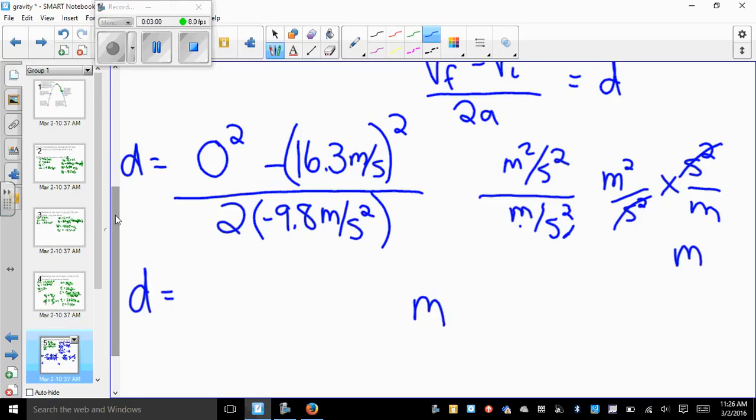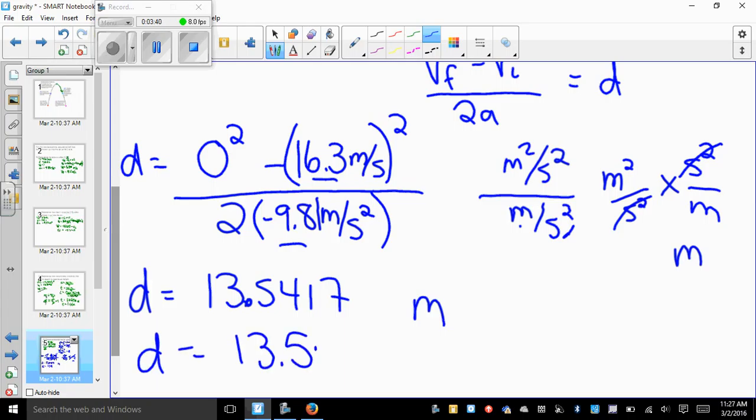I've done something correctly. Okay, I'm going to get negative 16.3 squared divided by 2 times negative 9.81. I keep forgetting that one. I'm going to put that in my calculator. When I did that, I got 13.5417. So I'm trying to put every number in so we aren't losing any decimals. It looks like I can have 3 significant digits. So my displacement is 13.5 meters.